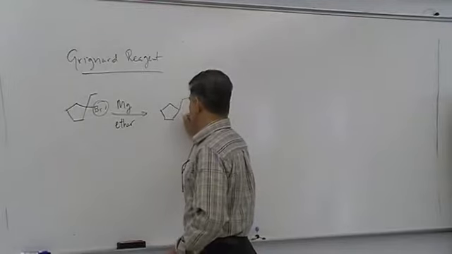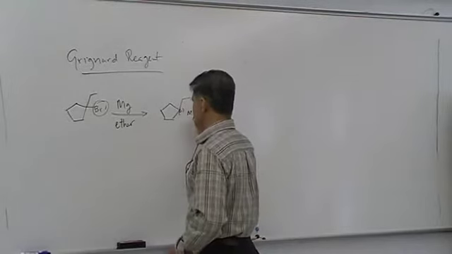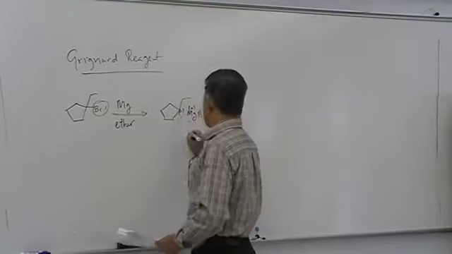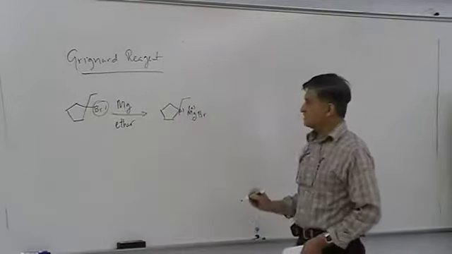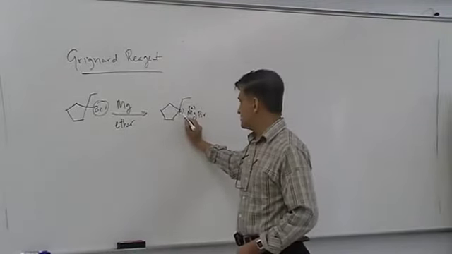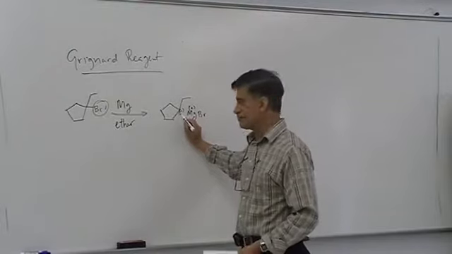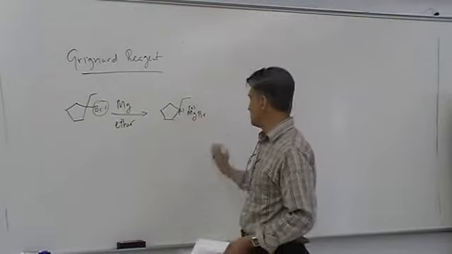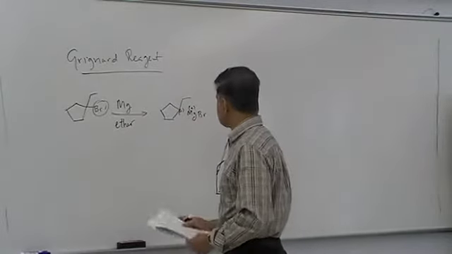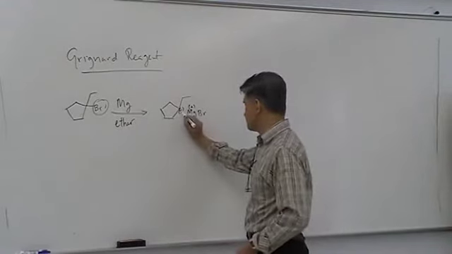So then this becomes minus, and this becomes an ionic bond, Mg and then Br. And this is the key thing in Grignard reaction. This is highly reactive. This negatively charged carbon can combine with any hydrogen or any other positive element. So if I use H2O, hydrogen is going to stick here.